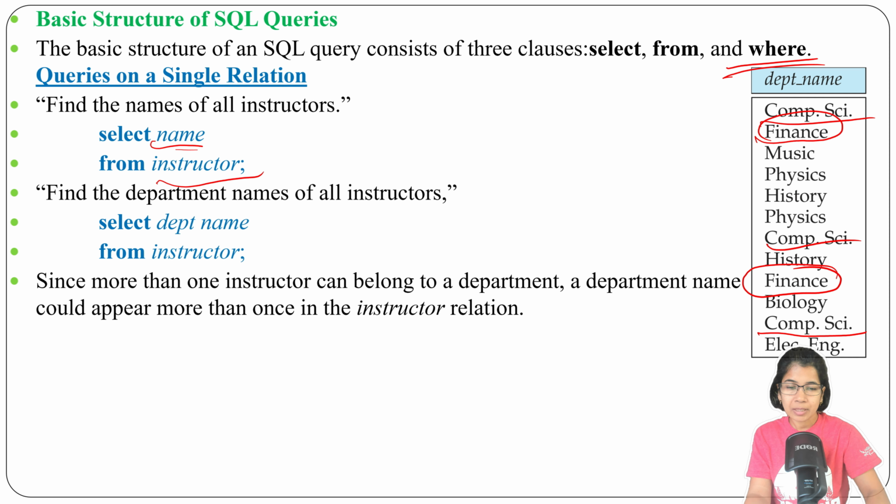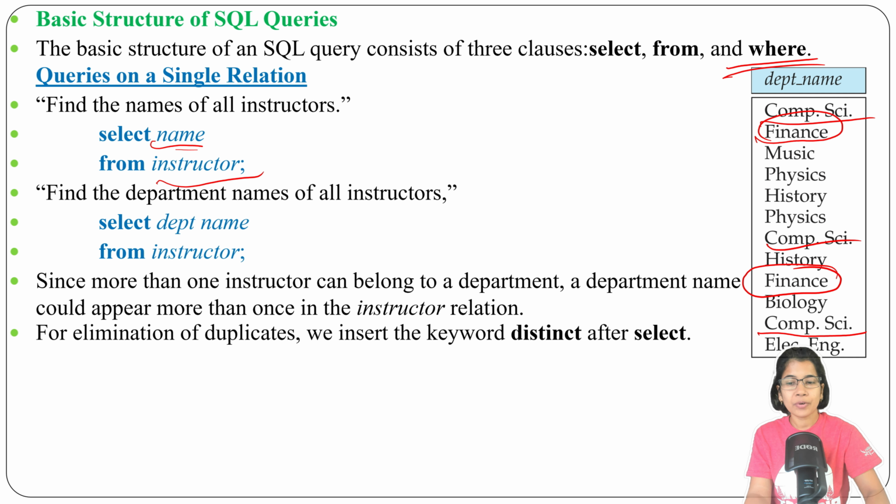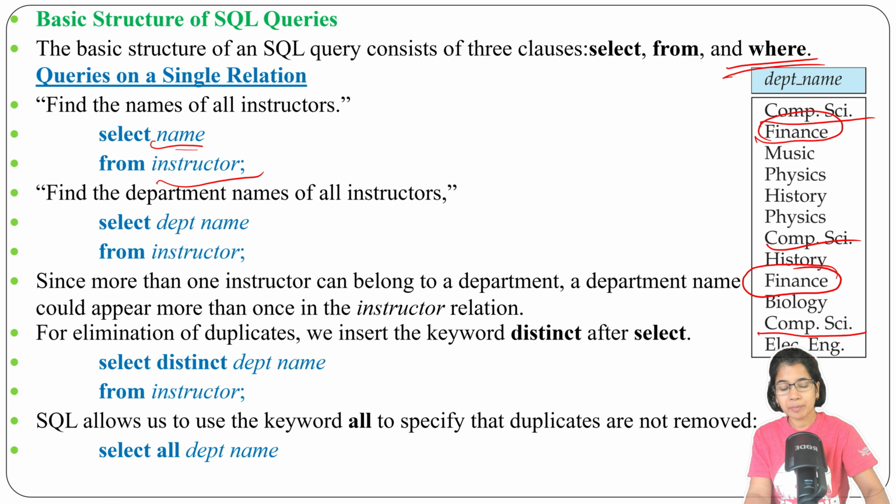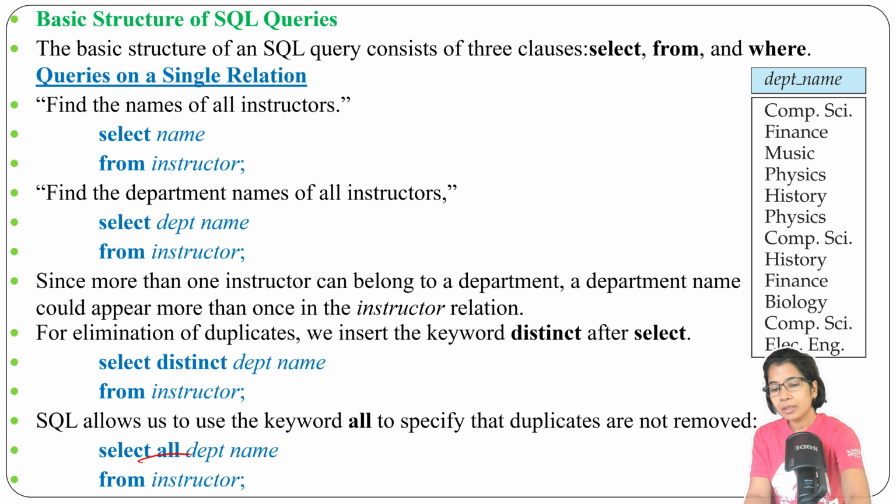If we don't want repetition, we can write the distinct keyword. We can write select distinct department name from instructor. So it will give the distinct department names. There will be no repetition. If you want to see all the department names, you can write select all department name from instructor. In all there is repetition. In distinct there is no repetition. If you don't write distinct or all, just select department name from instructor, it will give the repetition. Understand the difference between distinct and all. Distinct will remove the duplicates, whereas in all, duplicates are not removed.